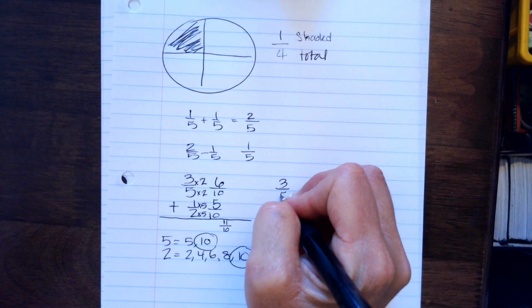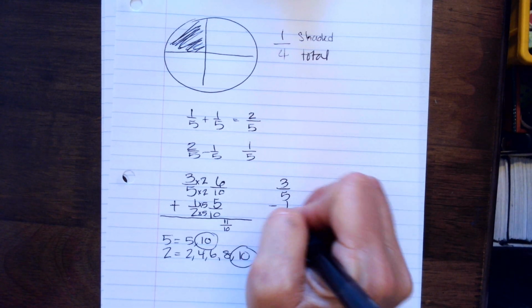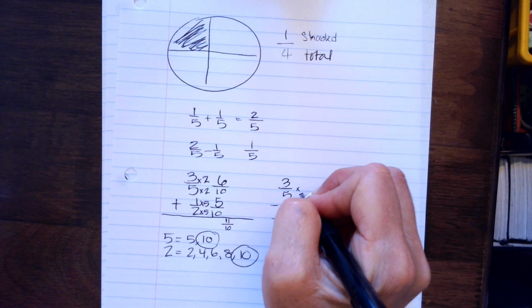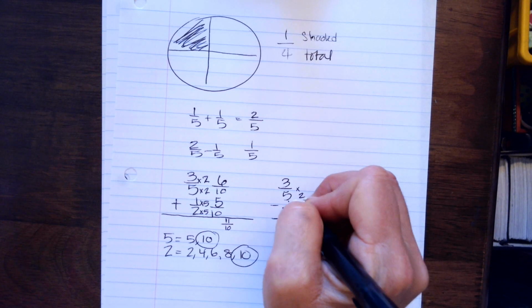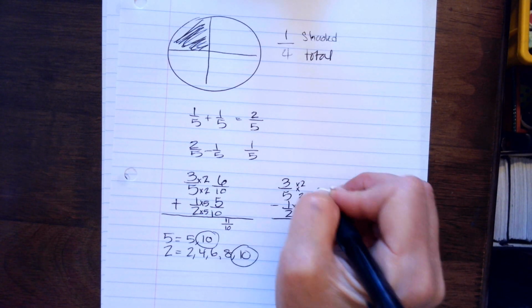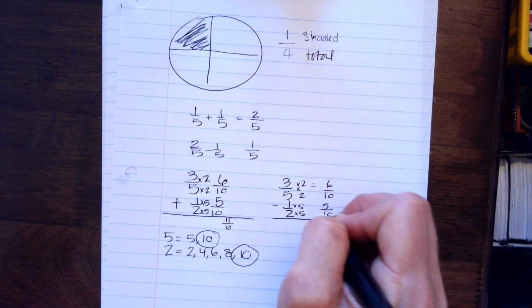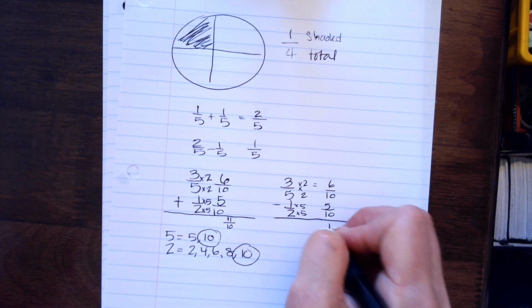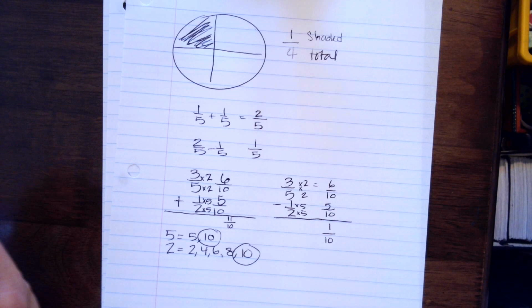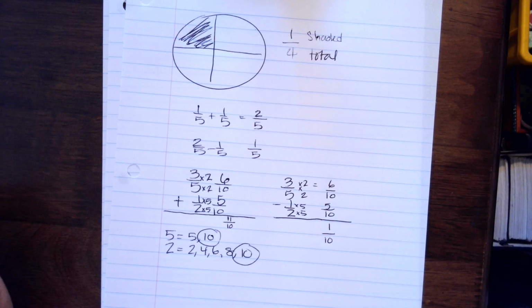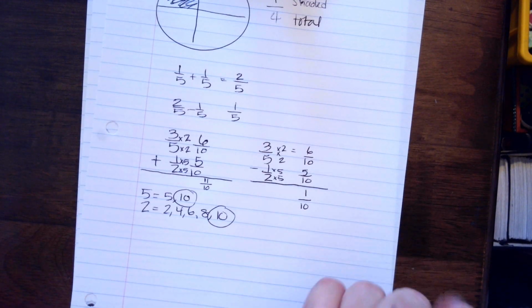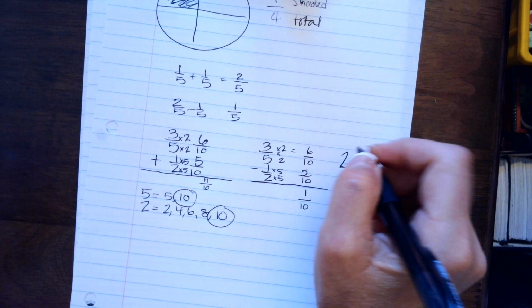If I had 3/5 minus 1/2, I would take the same exact steps, but my last step would be to subtract. So 6 minus 5 is 1, and then over 10. Does that make sense to you? Yeah. Awesome. Now, we wish it would stay that easy, but it doesn't.